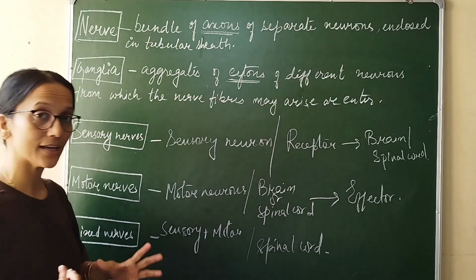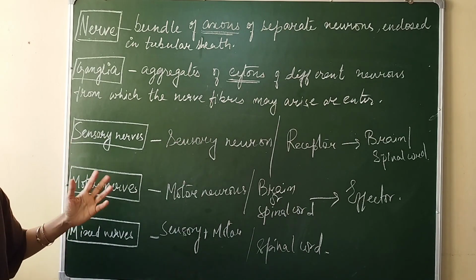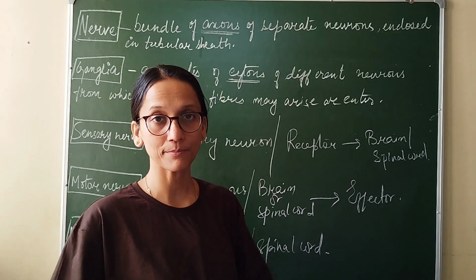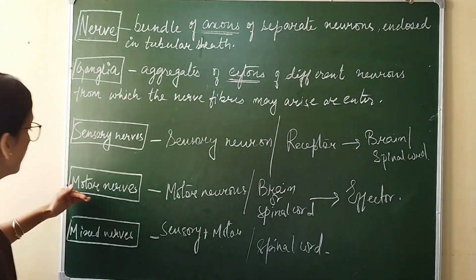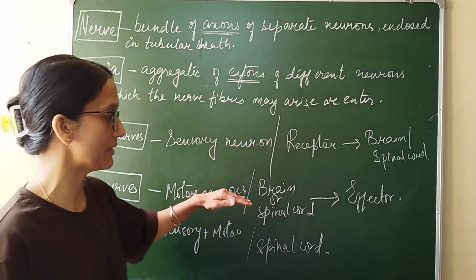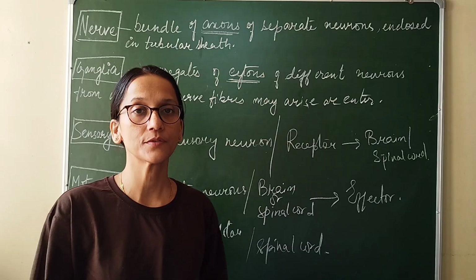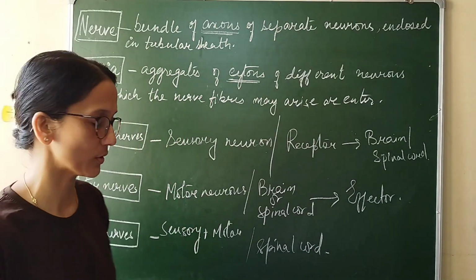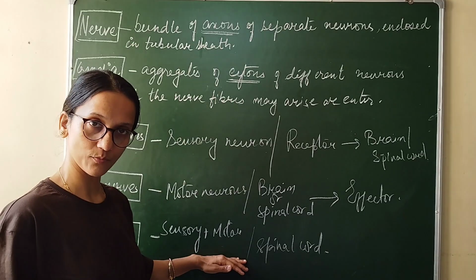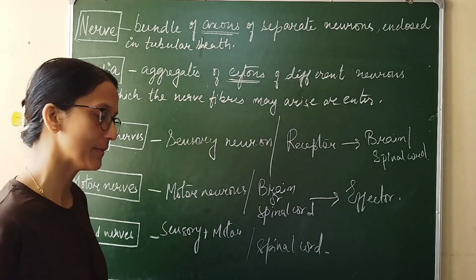So you just have to remember that sensory nerves are made up of sensory neurons, so the direction of flow of information will always be from the receptor to the brain. An example is the optic nerves. Second is motor nerves. They are made up of motor neurons, so the direction of flow of information will be from the brain or spinal cord to the effectors. An example is all the nerves which are involved in rotation of the eyeball. Third, mixed nerves. That means they will have both sensory as well as motor neurons, so the direction of flow will be in both directions. And where are they found in our body?